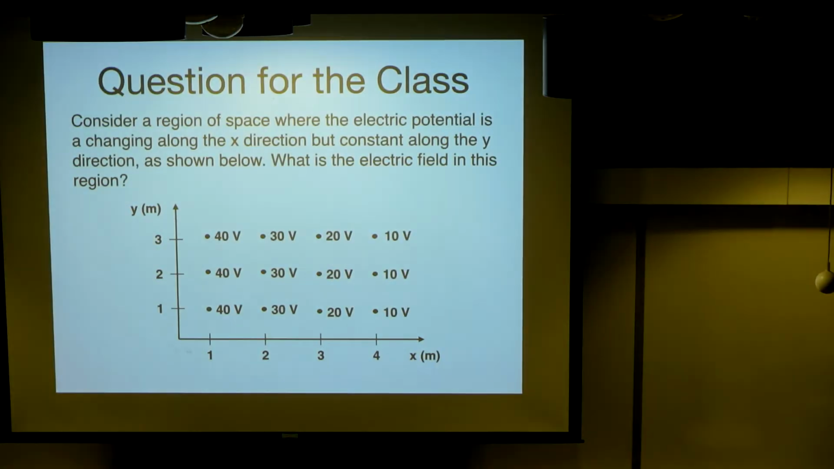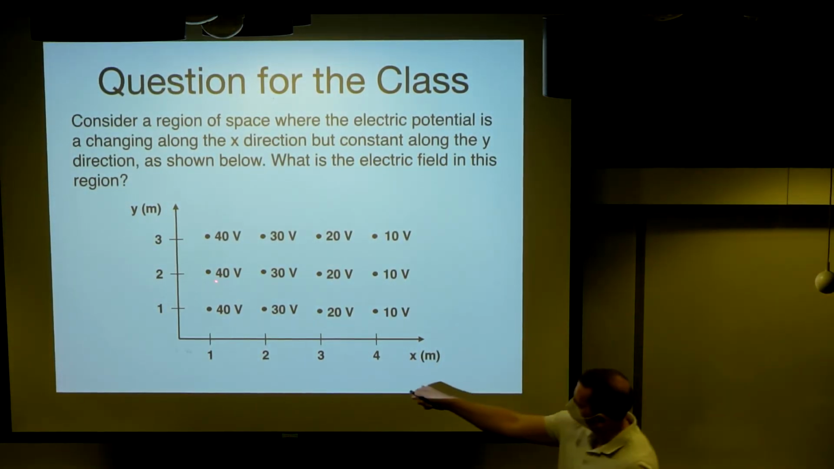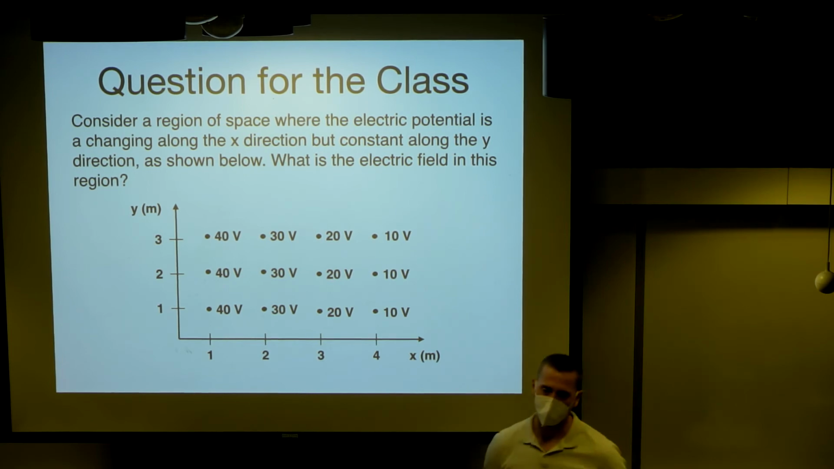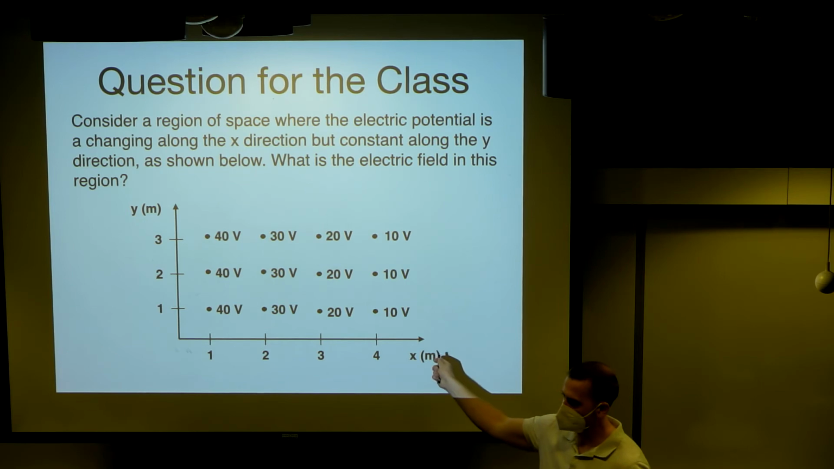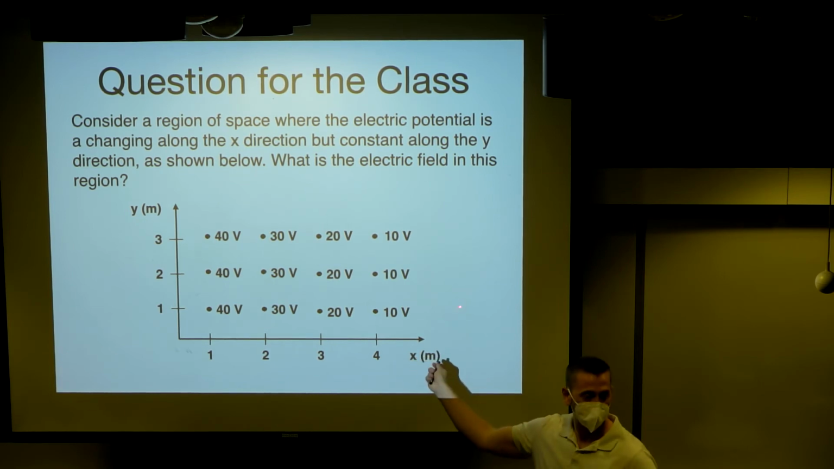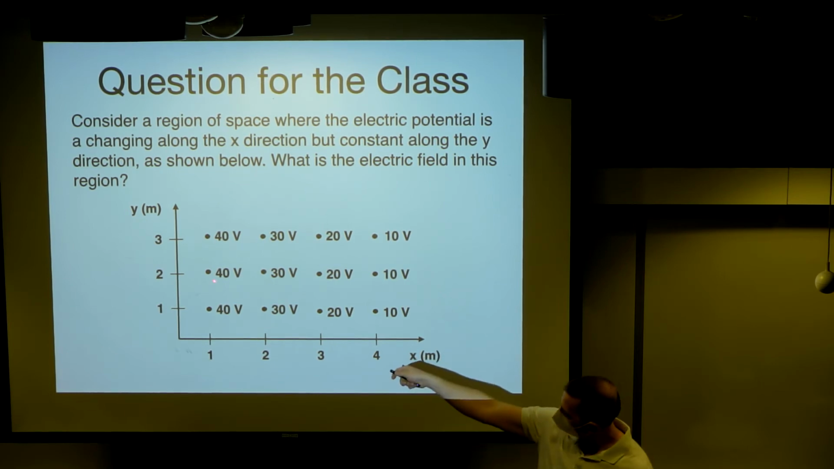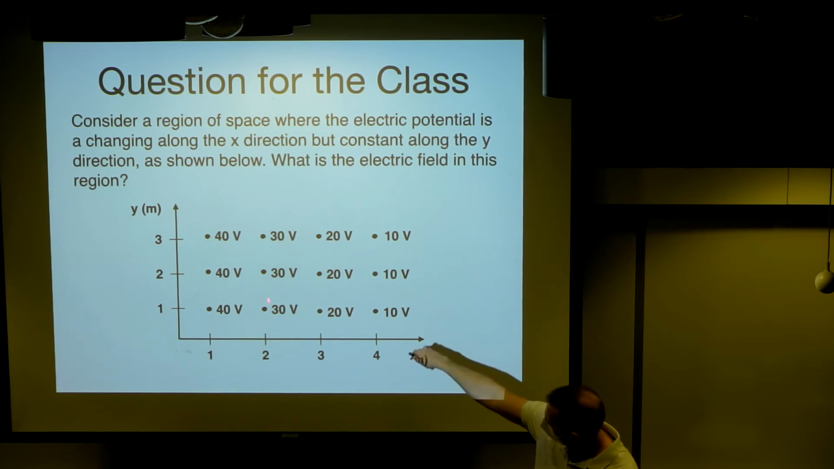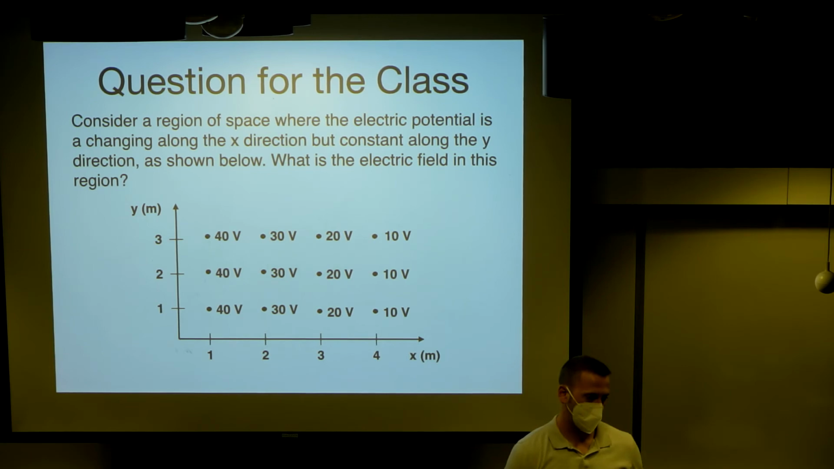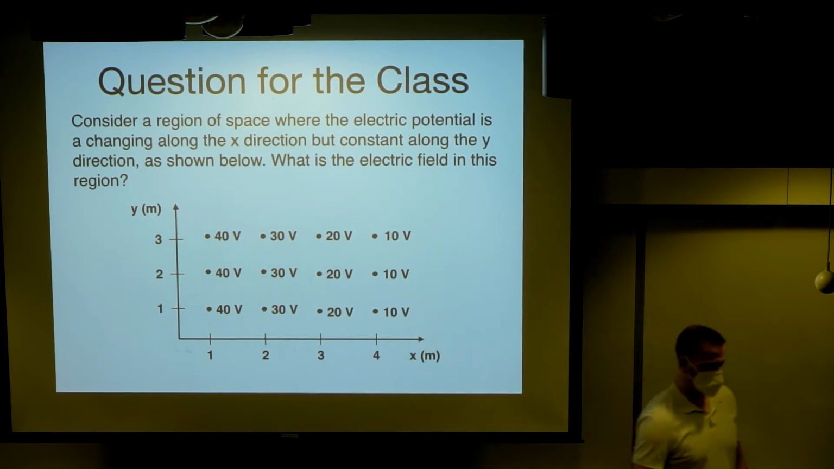So one thing I just want to emphasize, we found that the E field is pointing in the positive X direction in this case. Notice how, as we move in the positive X direction, our potential is decreasing. So our E field points in the direction of decreasing potential. It doesn't point in the direction where potential stays the same, okay? There's no E field in a direction where potential is just staying the same, okay?